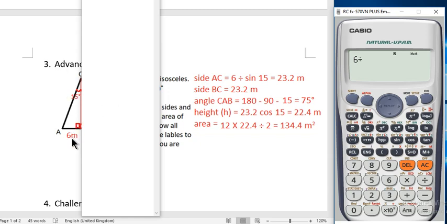Then we look and see we've got an opposite here that we're dealing with. We've got 6 meters opposite the 15 degrees that we're given. And when the opposite is being dealt with, we use sine, followed by the angle, 15. You could use close bracket, but you don't actually have to, it works anyway. Press equals. If you get something fancy or strange like this coming up, don't worry about it. Press the SD button.